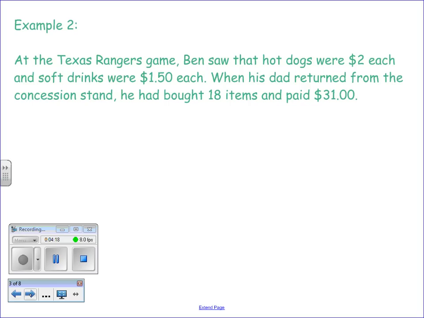This next problem says, at the Texas Rangers game, Ben saw that hot dogs were $2 each and soft drinks were $1.50 each. When his dad returned from the concession stand, he had bought 18 items. I don't even know how he could hold that many, but apparently he did, and he paid $31 for that. I don't want to know how he got 18 items for $31.